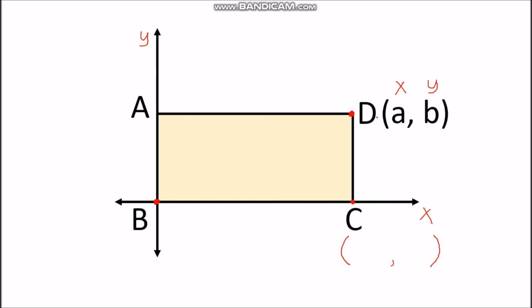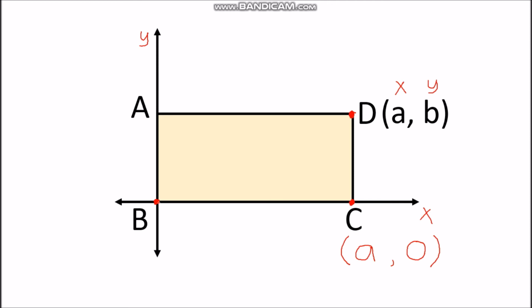Now we will be using the coordinates of point D as our guide in finding the coordinates of point C. If you will notice, point C and point D are collinear, or they are just on one line. So if the x-coordinate of D is A, that means the x-coordinate of C will also be A. For the y-coordinate, since point C is on the x-axis, and as we know, if a point is on the x-axis, the value of y is equal to 0. So the y-coordinate of C will also be 0. The coordinates of point C are (A, 0).